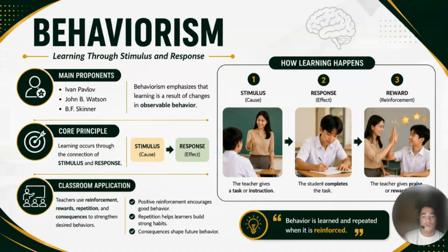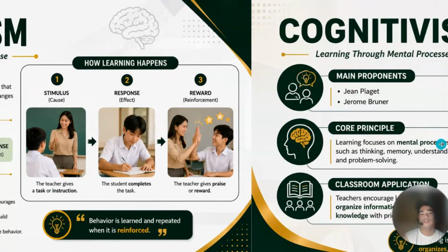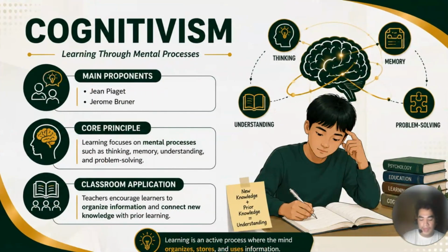Next, we have the cognitivism. Okay, the cognitivism. So the main proponents are si Jean Piaget and si Jerome Bruner. Okay, so unlike behaviorism, cognitivism focuses on mental processes, or what happens inside the learner's mind. Ano yung nangyayari sa loob ng utak ng isang estudyante? Ano yung iniisip ng estudyante? Okay? Now, it emphasizes the mental processes like thinking, remembering, understanding, and problem solving.